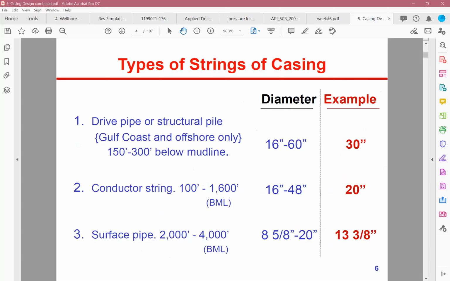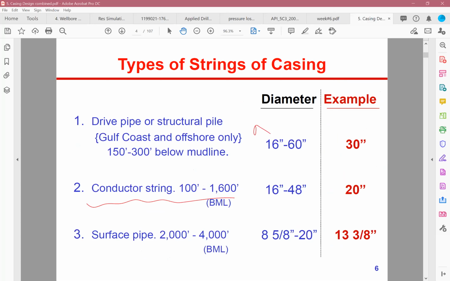So what type of casing do we have? We have 4 or 5 types of casing that we usually run. We don't usually run the first one, but we usually start with what we call a conductor casing. And conductor casing is one of the casings that are used for shallower depths.